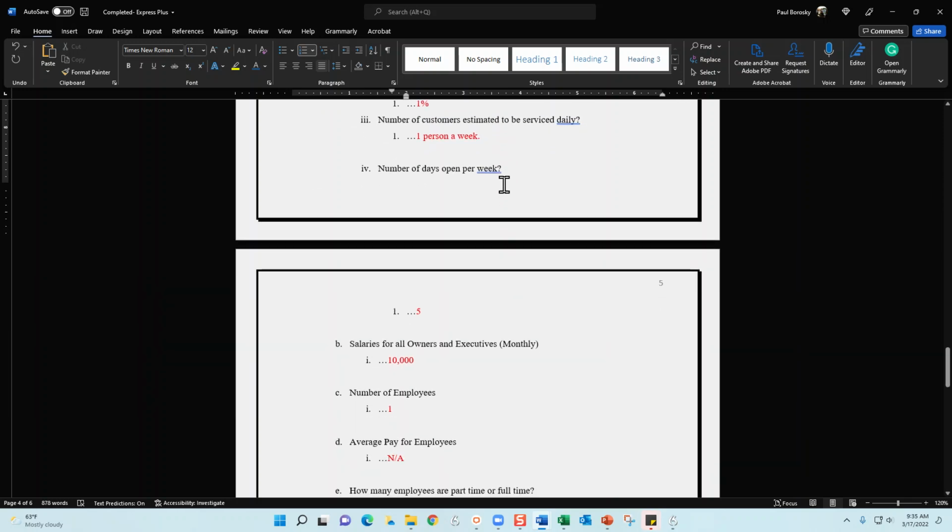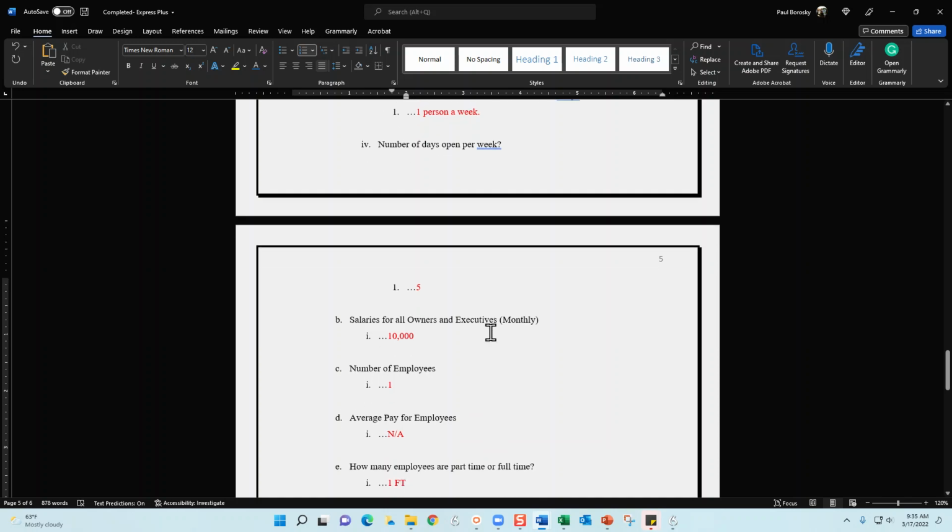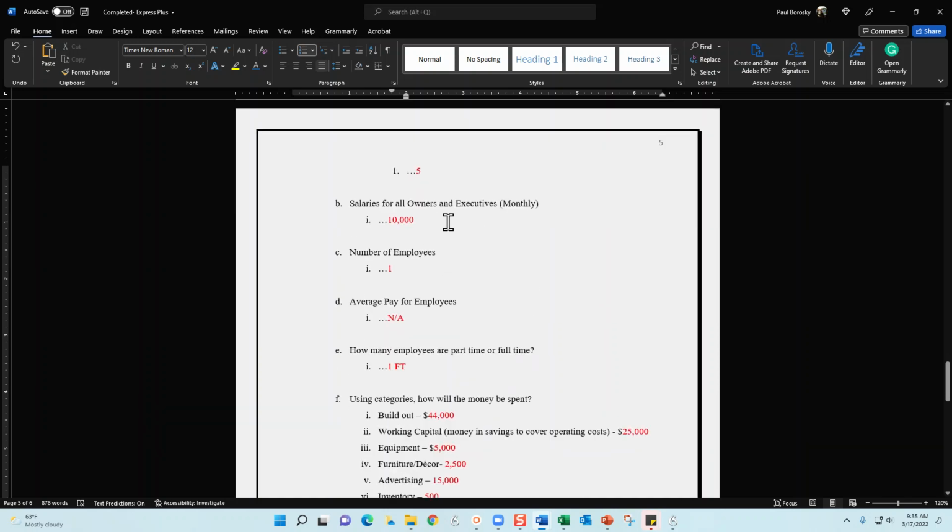Number of days are you going to be operating? If you're going to be Monday through Friday, just put 5. If it's going to be 6 days, put 6. If you're going to be open all day, every day, then put 7. Salaries, how much money are you going to allocate on a monthly basis for the owners and the executive team? For this example, I'm saying we're going to pay the ownership team $10,000.